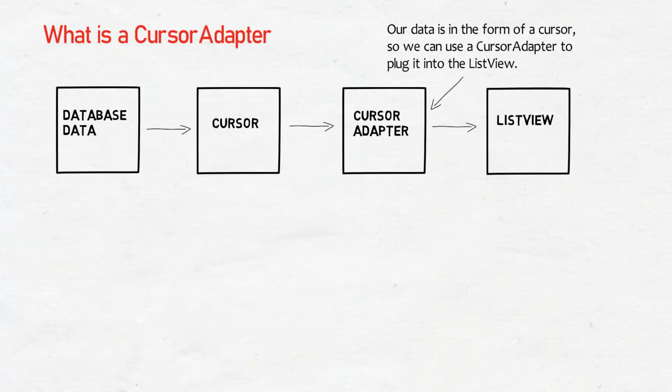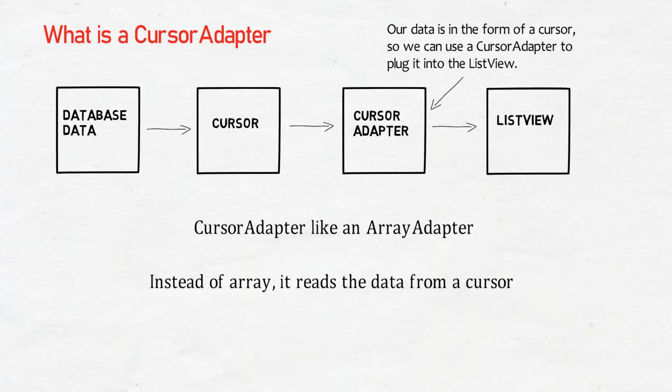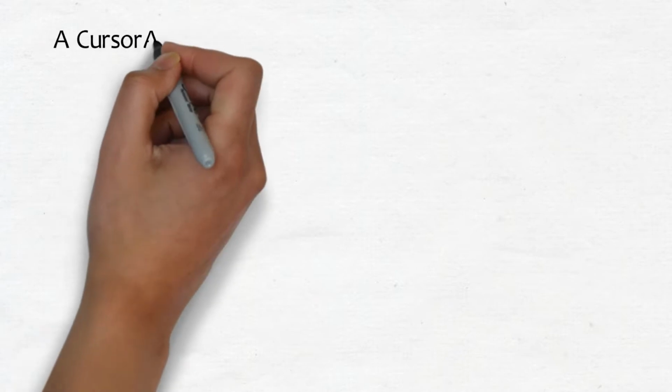A cursor adapter is just like an array adapter, except instead of getting its data from an array, it reads the data from a cursor. Let's look at how it works.